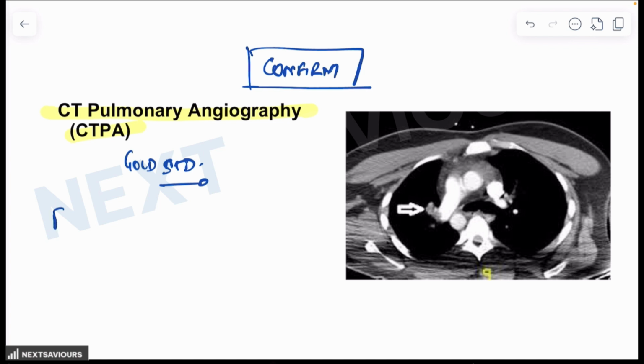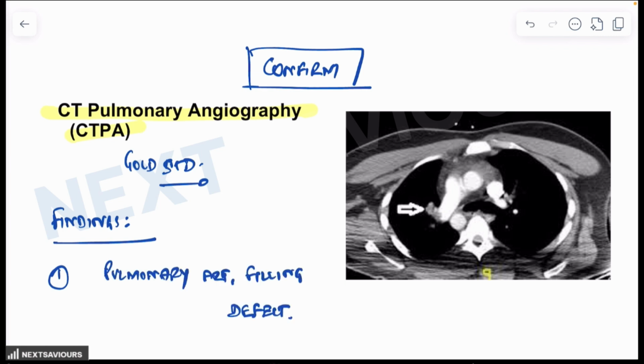So what are the findings in this CTPA related to pulmonary embolism? So the first one, which is considered to be diagnostic, a hallmark or pathognomonic for PE, is the pulmonary artery filling defect. There is a presence of the central or eccentric filling defect within the contrast enhanced pulmonary artery. This is pathognomonic for pulmonary embolism. As you know, the clot appears darker and has a low density, with a high density, that means bright contrast filled artery. So the diagnostic finding on CTPA for pulmonary embolism is the pulmonary artery filling defect.